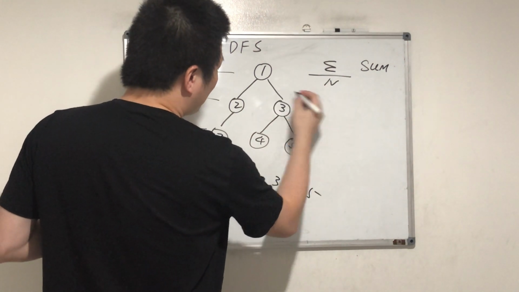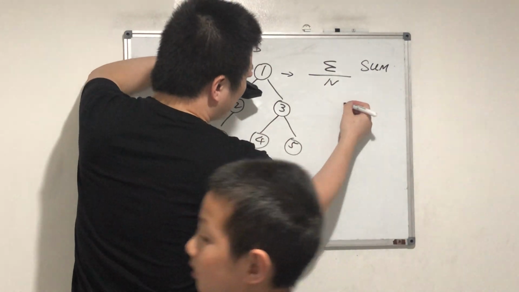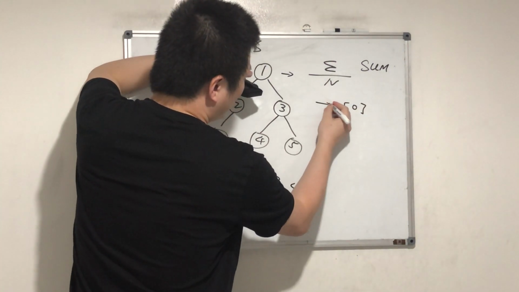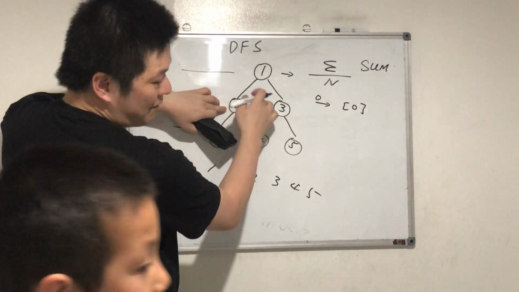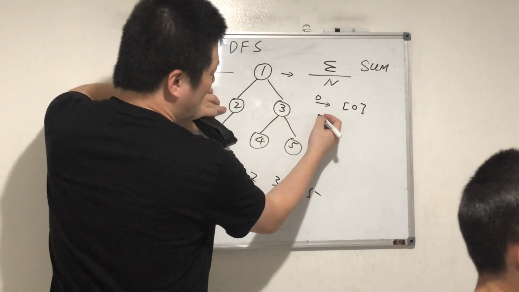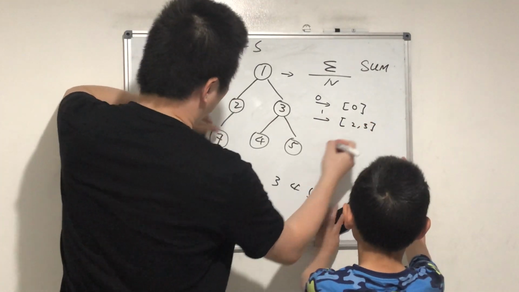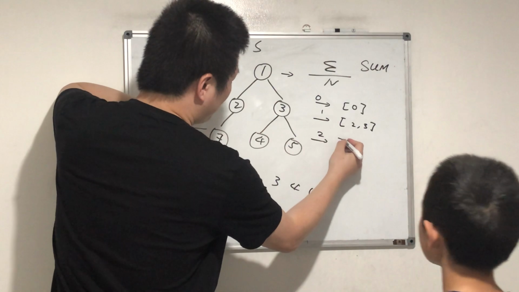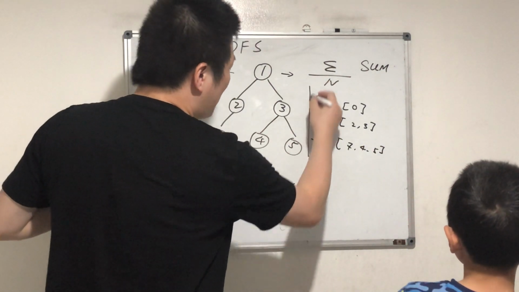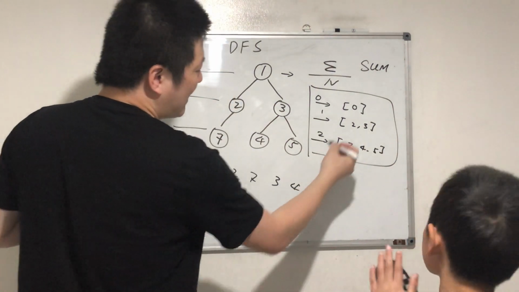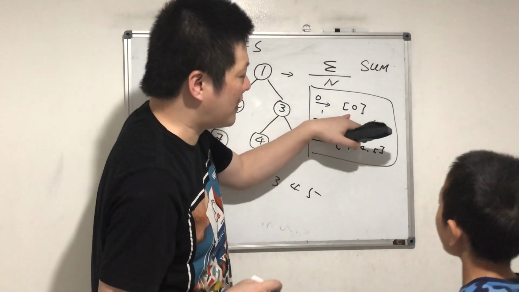So I have a list of, look, when I travel here, this is the level 0, and I put a 0 here. And then I travel these 2 and 3, I know the left and right is 2 and 3, so what do I do? This is level 1, and I put a 2 and 3 here, right? And then level 2, that will be 7, 4, 5, right? As long as I know this list, then I can calculate the average, right? Because I know the list exactly.